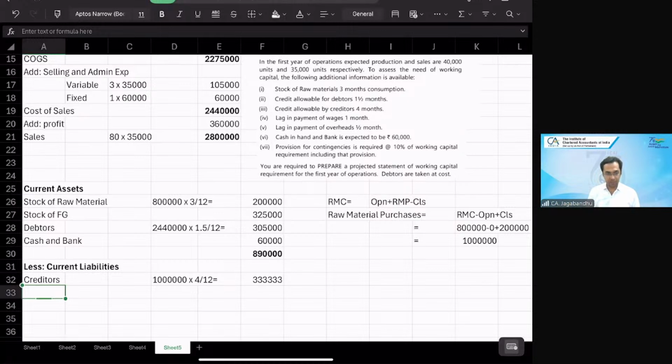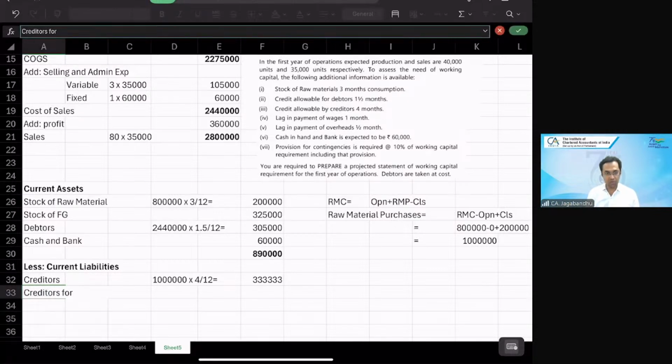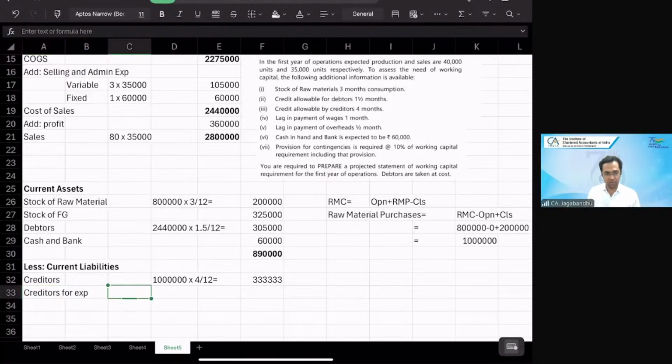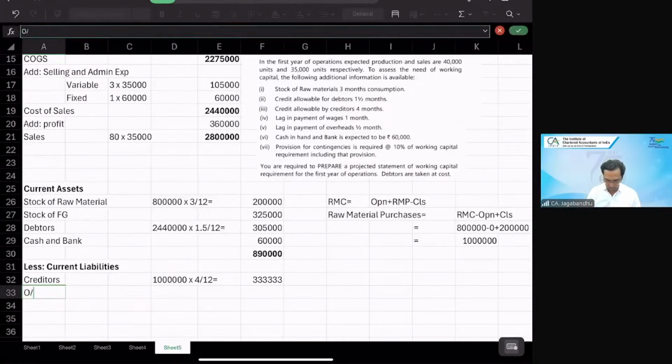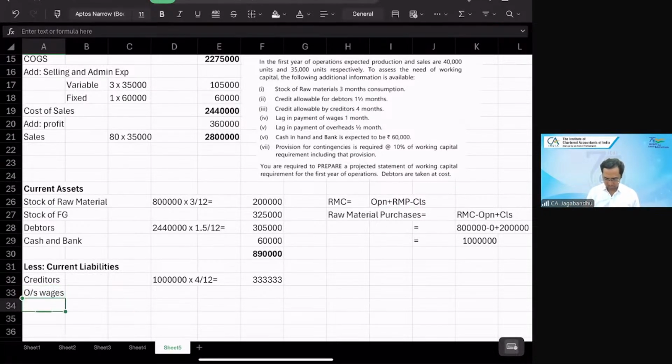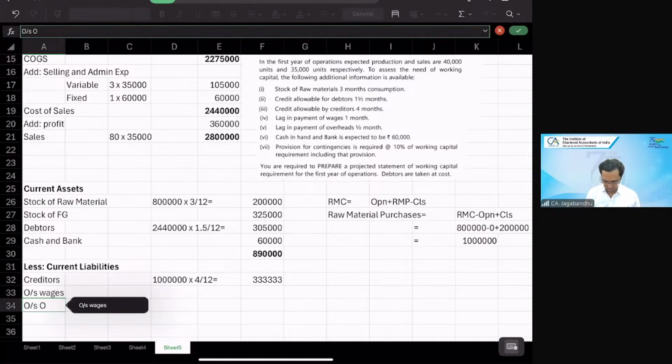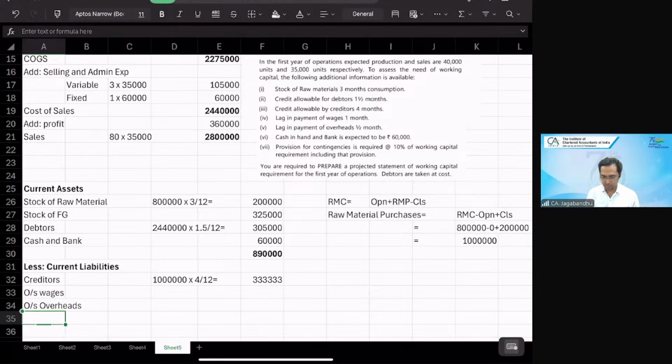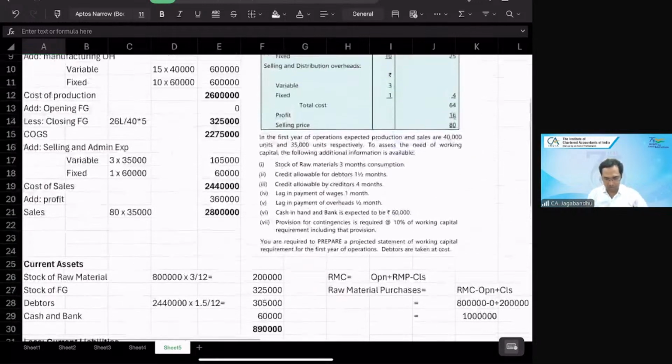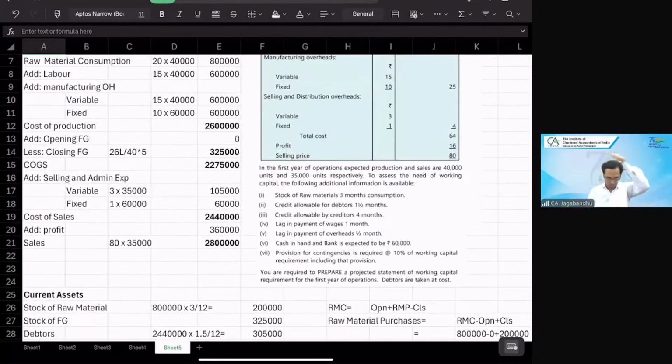After that, we have creditors for material. Then we have creditors for expenses. So creditors for expenses will include, of course, the whole lot of other expenses. So it will be outstanding wages, then outstanding overheads, right? Yeah, outstanding wages and outstanding overheads.